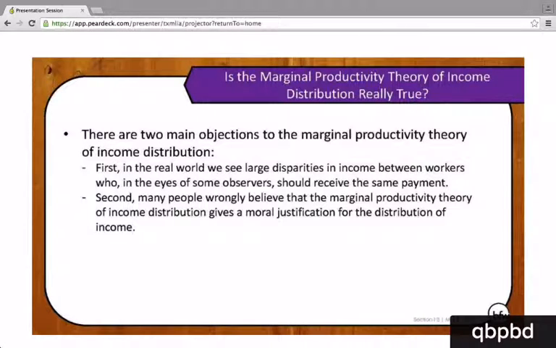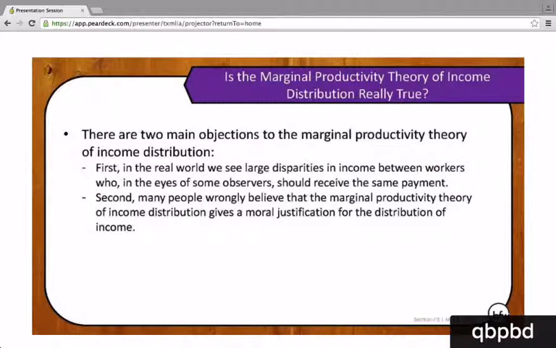Some people look at the current distribution of income in society and conclude that this distribution is fair. The moral justification for this distribution of income is that some people in society are just that much more productive than the others. But if you don't see the distribution of income as fair, then you must reject the marginal productivity theory itself.